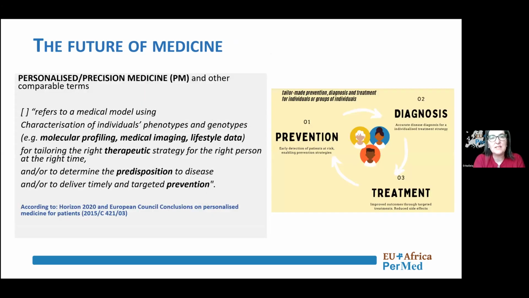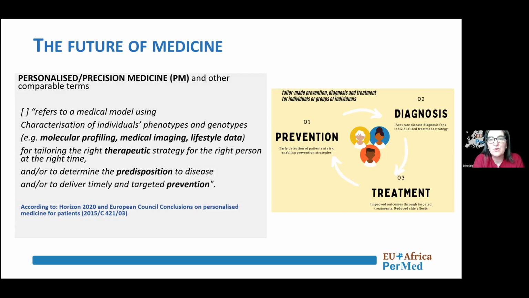Personalized medicine is a new way of doing medicine, and it's sometimes called the future of medicine, but in real fact, it is something that is already here. It refers to a medical model that uses the characterization of individuals' phenotypes and genotypes using all types of available data, mainly genomics and other types of omics, but also medical imaging and lifestyle data.